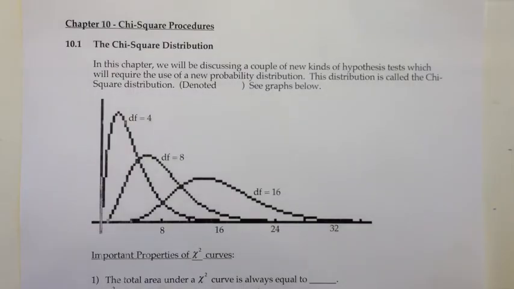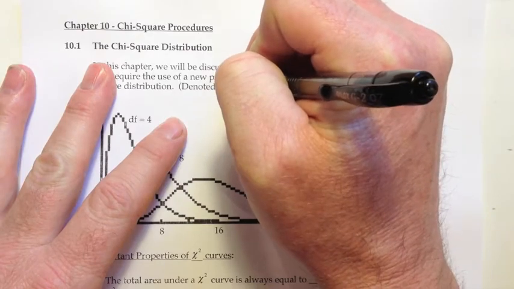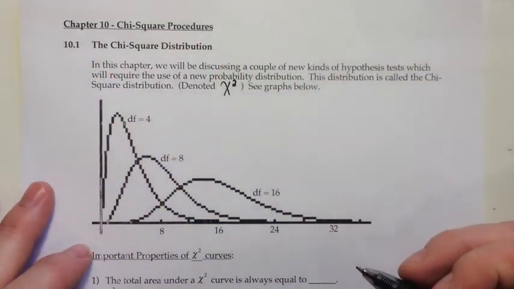Section 10.1, the chi-square distribution. In this chapter we'll be discussing a couple of new kinds of hypothesis tests which will require the use of a new probability distribution. The distribution is called the chi-square distribution, and it's denoted chi, the Greek letter, with a square, and then some graphs are shown below.